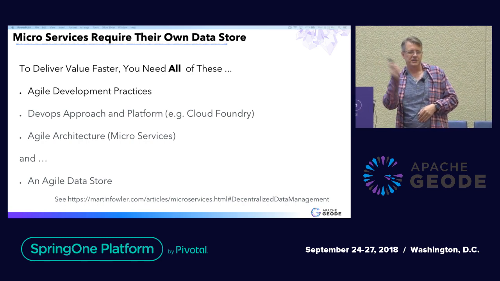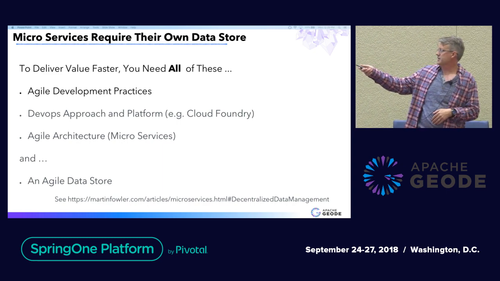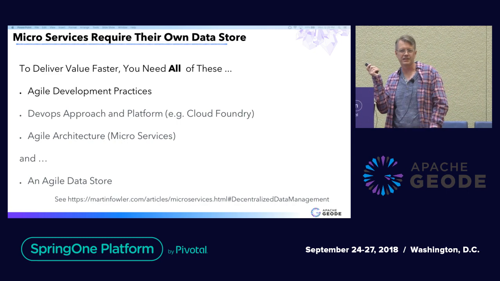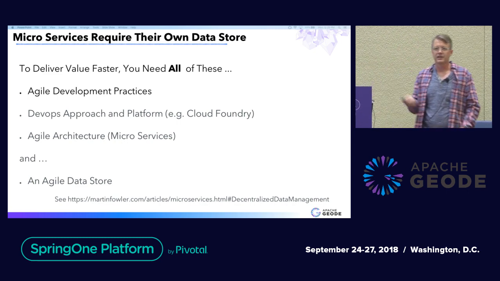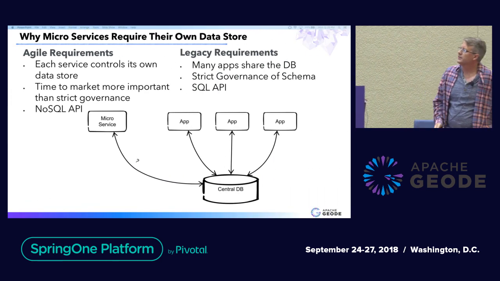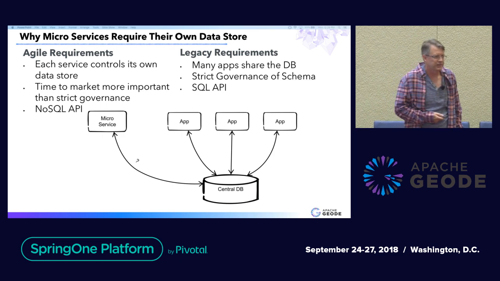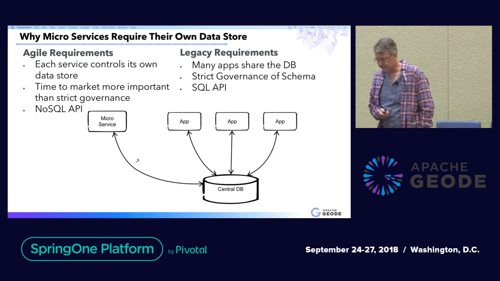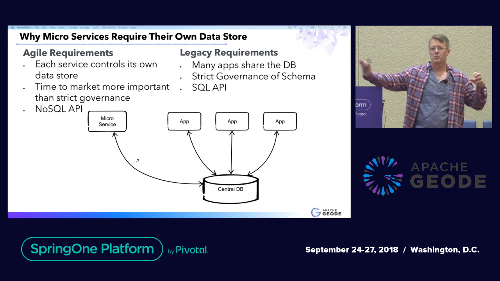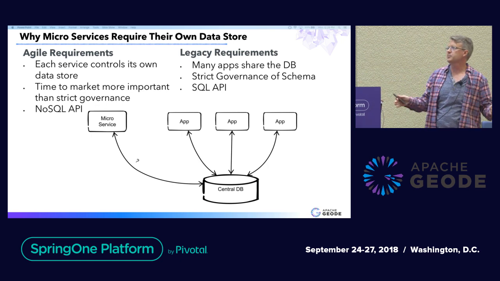Just to convince you that I'm not just tacking that on, I went ahead and put the reference to the Martin Fowler article, so go check it out. It's really inherent in this microservices pattern, and let's look at why that is. Just because you're using microservices, why do you need a separate data store? The answer comes back to what I said: if you don't succeed in making everything agile from beginning to end, then you don't see the benefit.